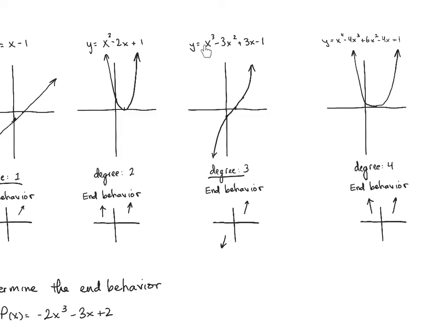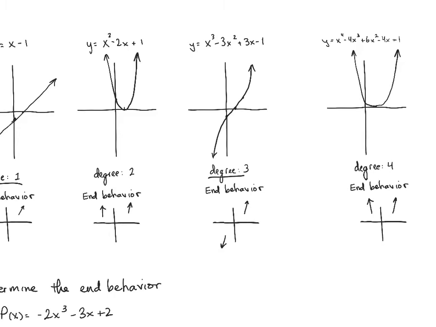Or if there's a negative sign in front, it switches. The left side is going up to positive infinity and the right side is going down to negative infinity. That's if it has an odd degree. So the degree of the polynomial determines the end behavior, and that's an important piece in figuring out the shape of the graph.